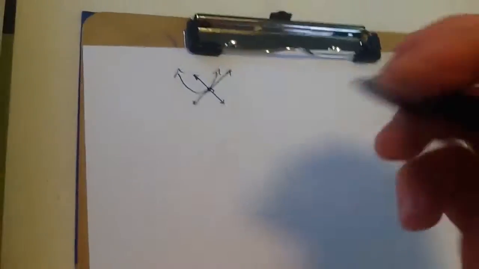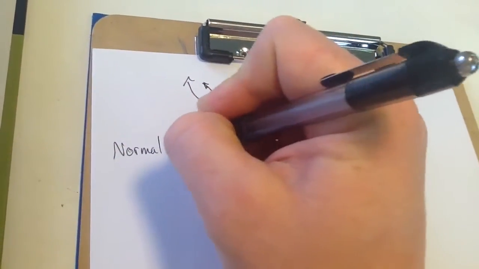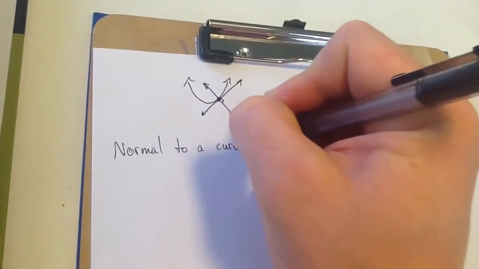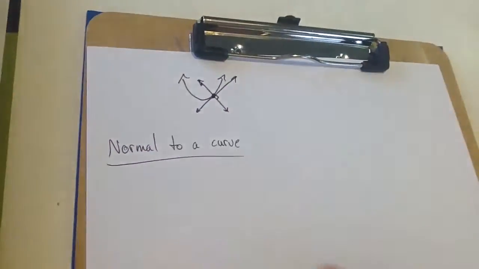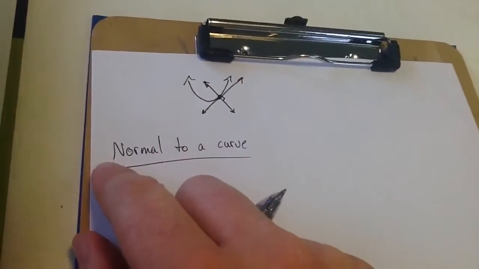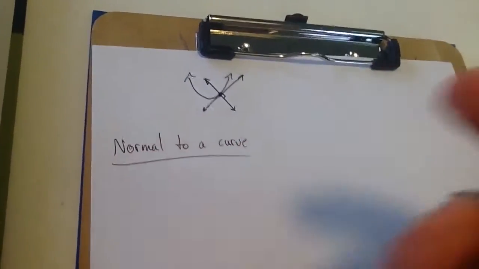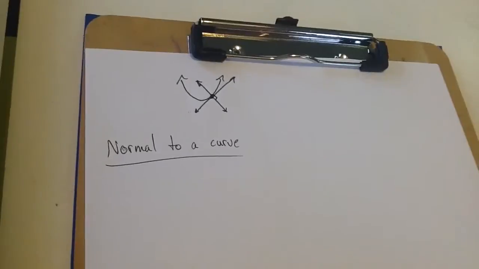So to find the normal, the line normal to a curve. I don't always write out all the words. But to find that line, all you do is you find the slope of the tangent line.